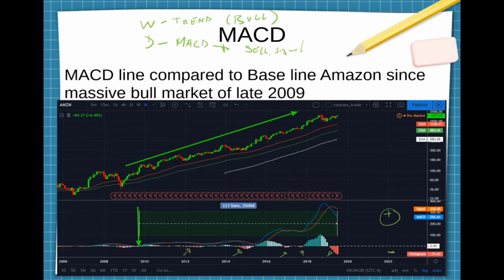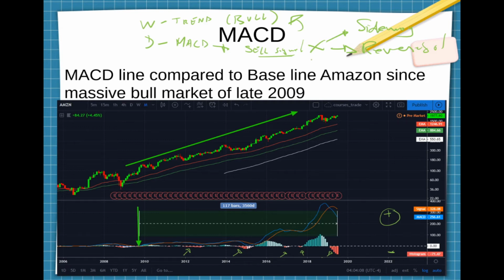Now, this signal you should not care about, because the overall trend is bullish. That sell signal can also mean the market is going sideways, and it can also mean a reversal. So MACD will give you a sell signal in two situations. If it's a sideways market, it gives you a sell signal. If it's a reversal, it will give you a sell signal.